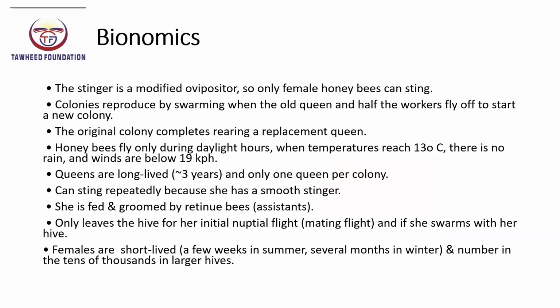Honeybees will only fly during daylight hours when the temperature reaches 13 degrees Celsius, when there is no rain and winds are below 19. Queens are long-lived, almost around 3 years, and they have only one queen per colony. She will sting repeatedly because she has a smooth stinger. She is fed and groomed by retinue bees, which are her assistants, and only leaves the hive for her initial nuptial flight, which is the mating flight, or if she swarms with her hive.